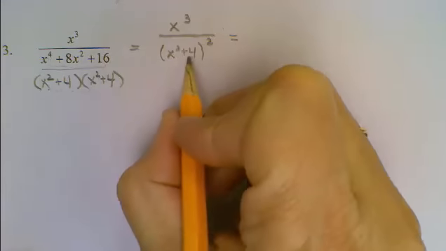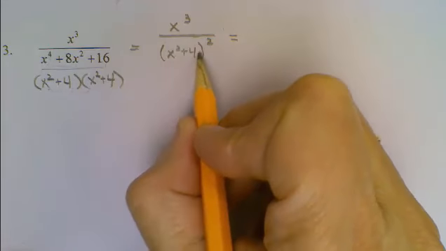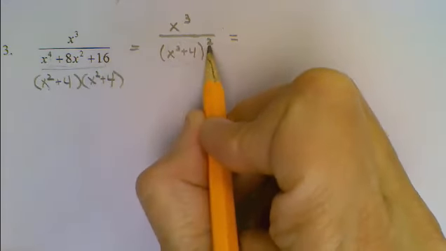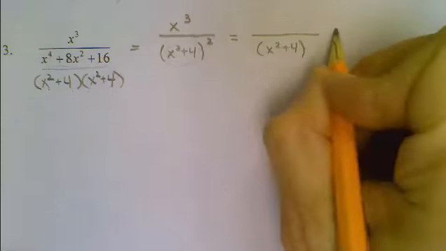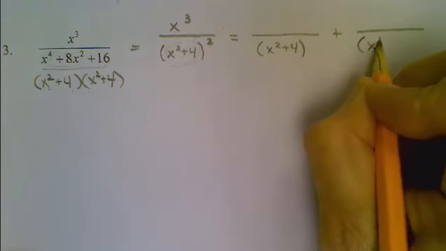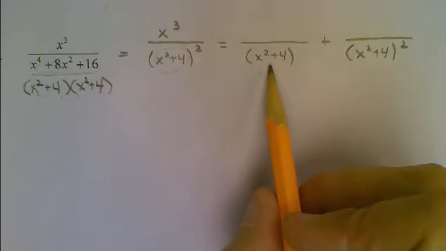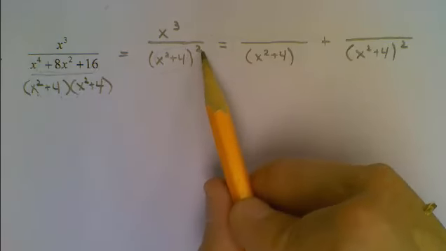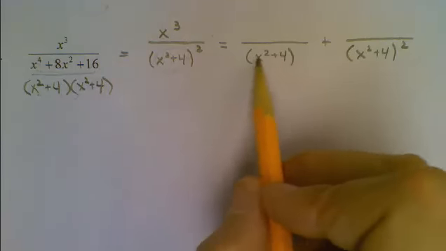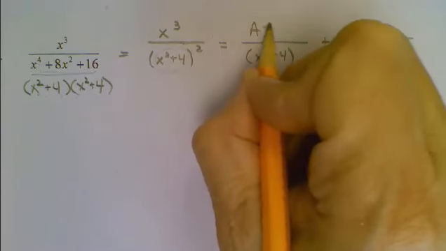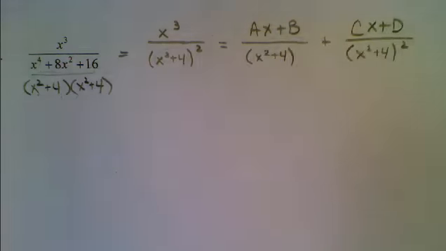But then we're going to use 2 different cases. We're going to use, so technically case 4. We're going to use the fact that this is squared, so we're going to write it as 2 fractions, x squared plus 4 and x squared plus 4 squared. Okay, that's case 2 that says if you have a squared factor, you have to write it to the first and the second. And because this factor is a quadratic, we have to do linears. So this can be ax plus b, and this can be cx plus d.